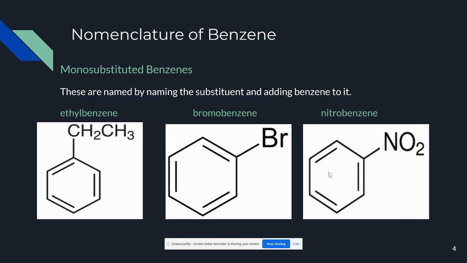Now, naming benzene rings gets a little complicated. First, we'll deal with monosubstituted benzenes. These are named by naming the substituent and adding benzene to it. Our first example has an ethyl group attached to a benzene ring, hence why it's named ethylbenzene. This can also be seen in bromobenzene because it has a bromine attached to the benzene ring.